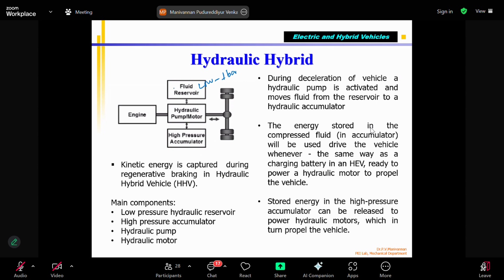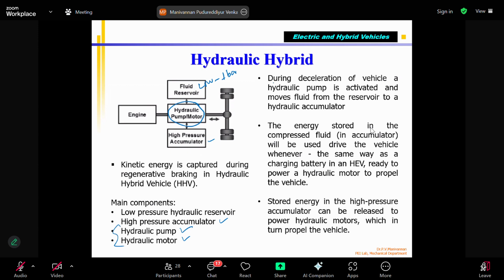So the reservoir contains oil at low pressure, 1 bar. Then you have a high pressure accumulator. Then you have the hydraulic pump, because the same component can work both ways. It will work as a motor also. There are not two components, only one component which can work as a pump and motor. That is possible.